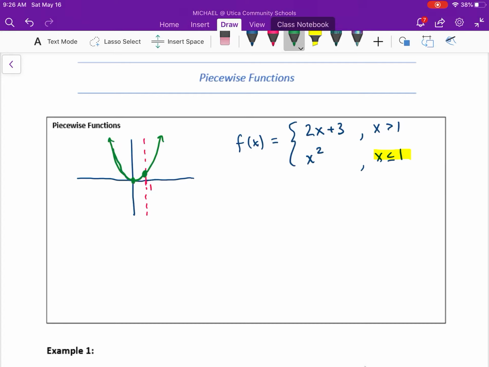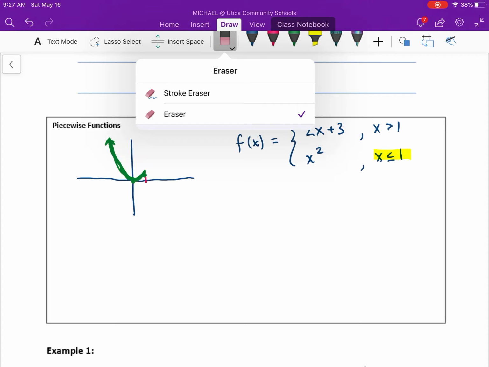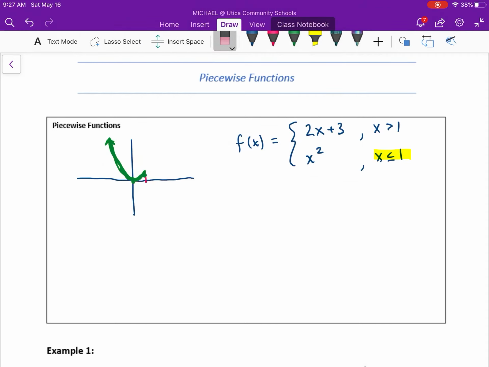So when x is less than or equal to 1, we're looking at this part of the graph. So what I can do is I can erase the part of the graph that is not less than or equal to 1. And then the same thing happens when we are looking at when x is greater than 1. We're looking at this function 2x plus 3.